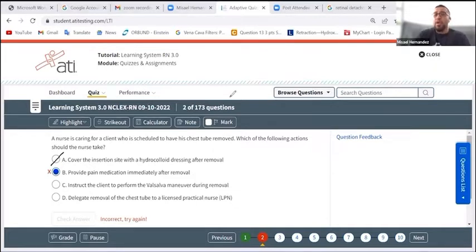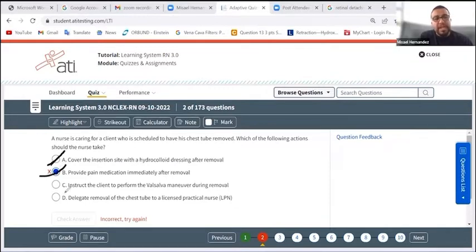Chest tube removal, or if the chest tube comes out for whatever reason, occlusive dressing. Now, provide a pain medication immediately after removal. All pain medication will be given 30 minutes before a specific procedure because it takes about 30 minutes for the medication to exert its effect. Does that make sense, sir? Yes. So that's another rule. So we could eliminate that one as well.